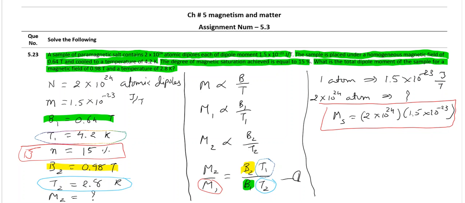So M1 is 15% of saturation magnetization. So very first you have to find out M1. Once you find out M1, substitute in equation 1 and find out M2. That is all about 5.23. Thank you.